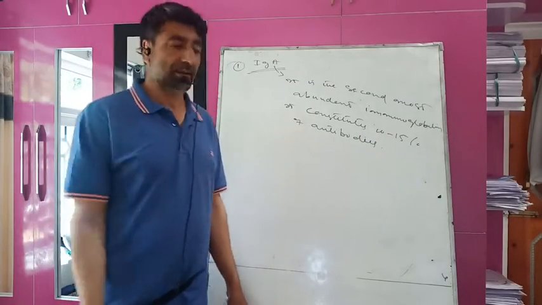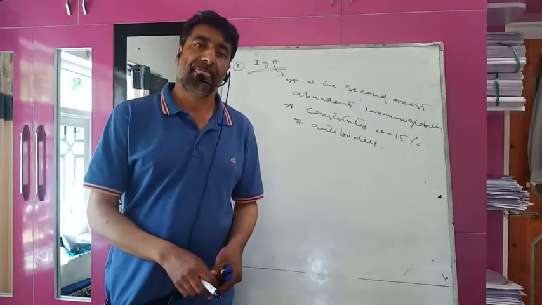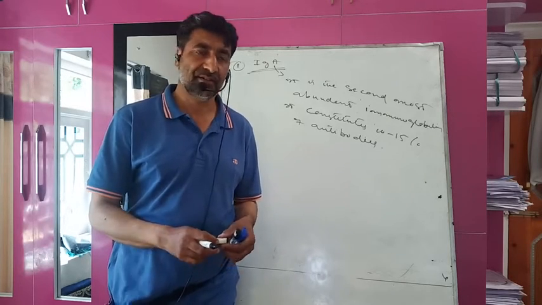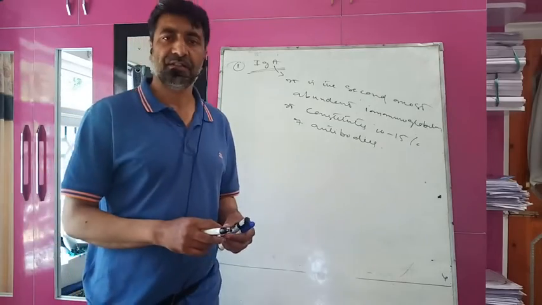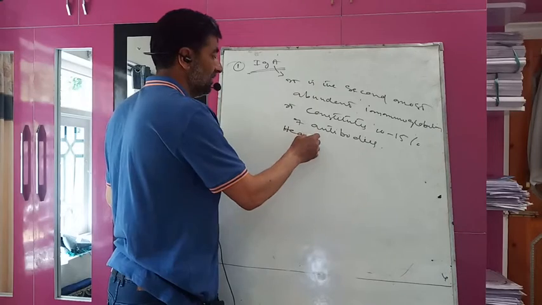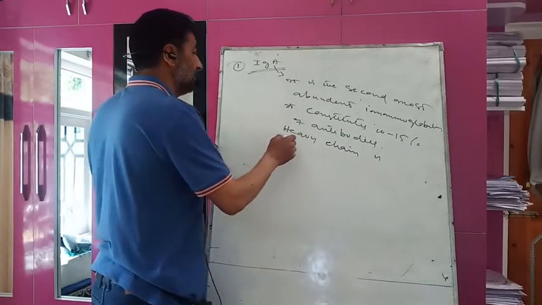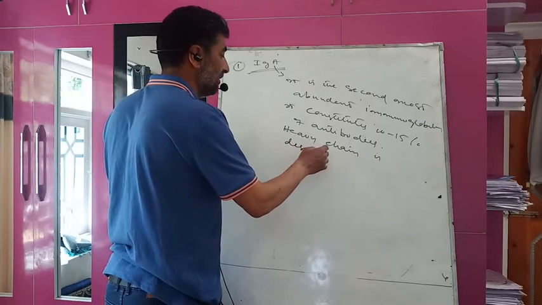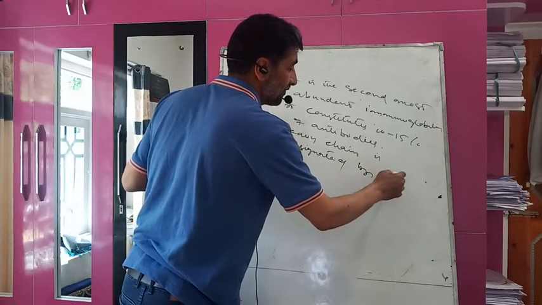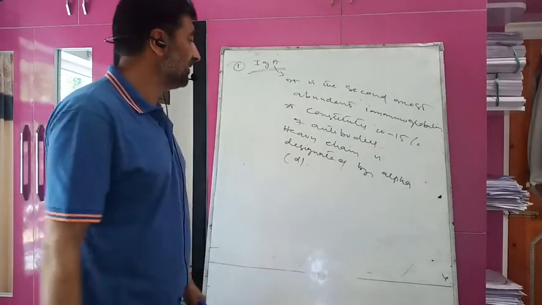In the antibody molecule there is the heavy chain and the light chain. In IgA, the heavy chain is designated by alpha.